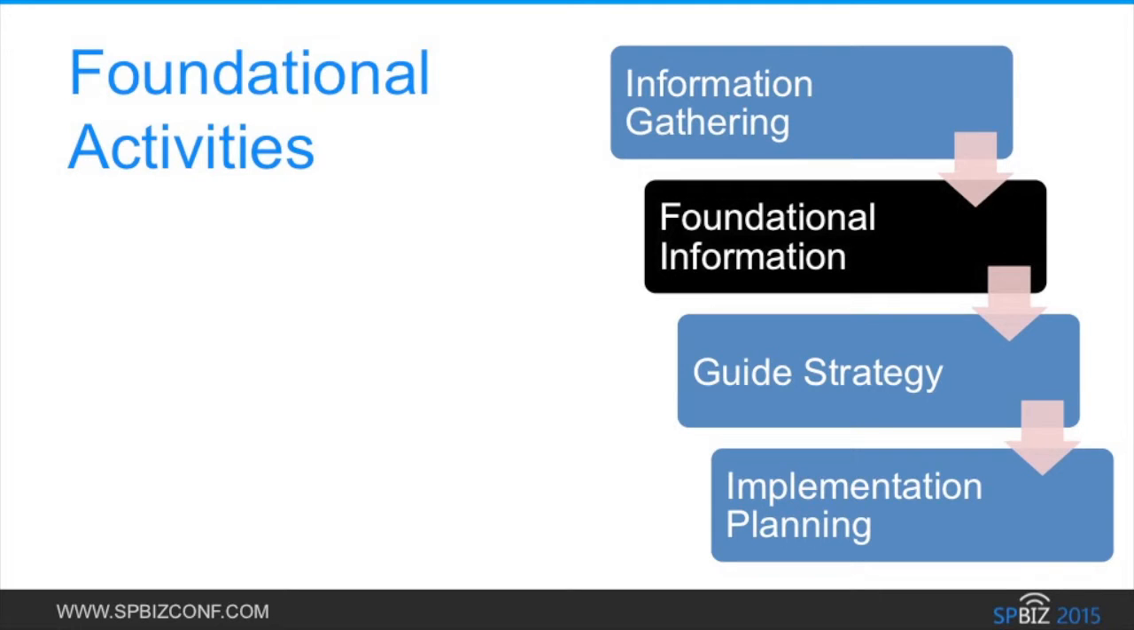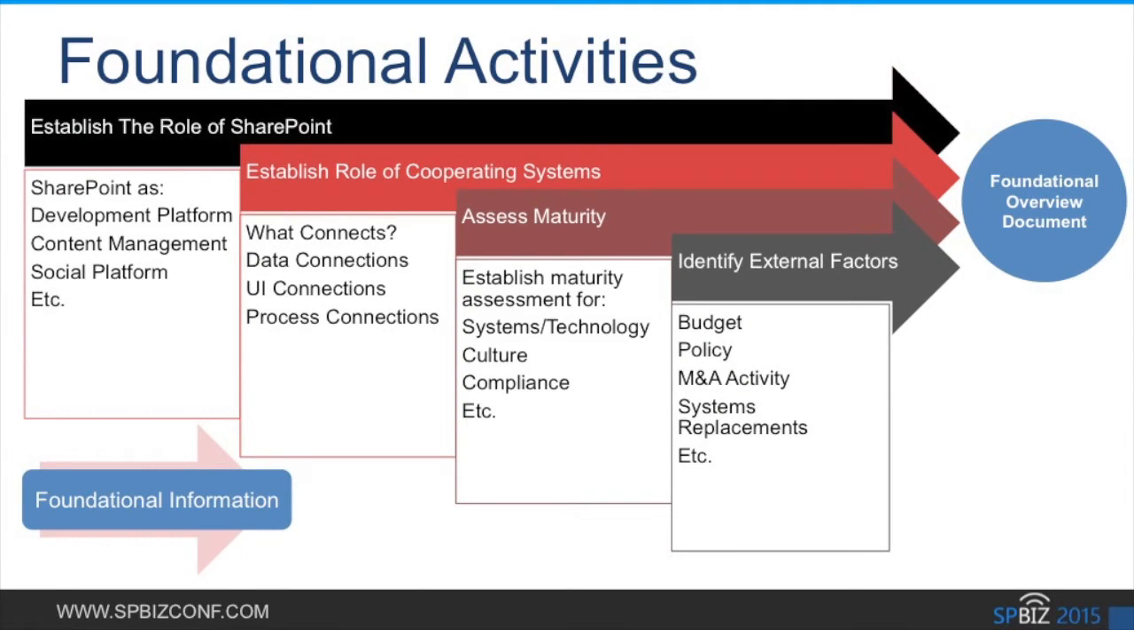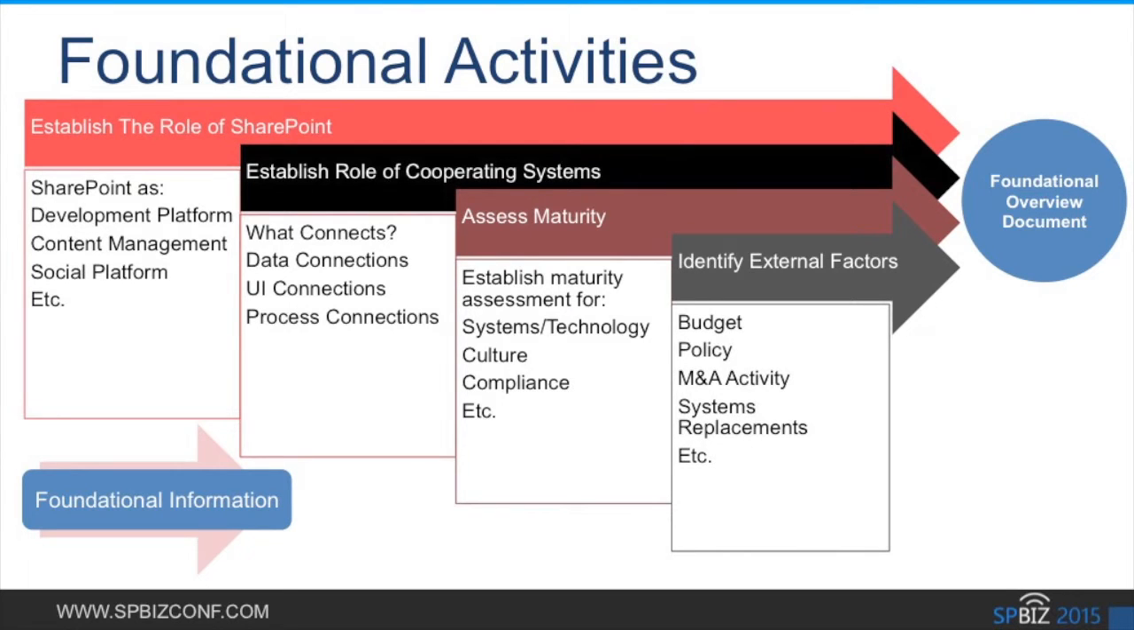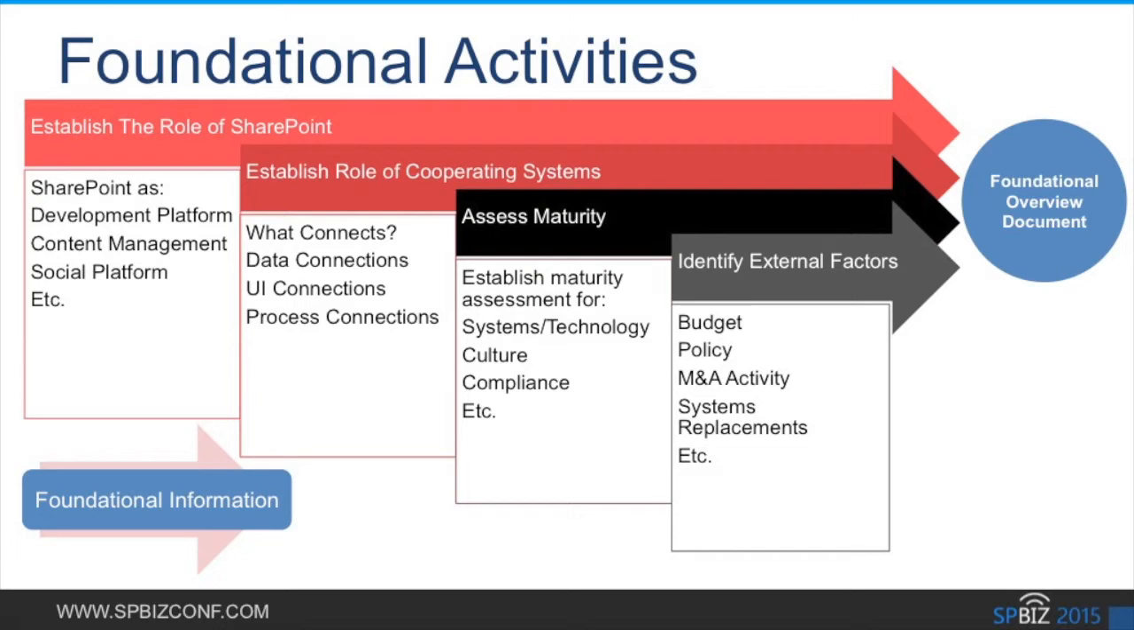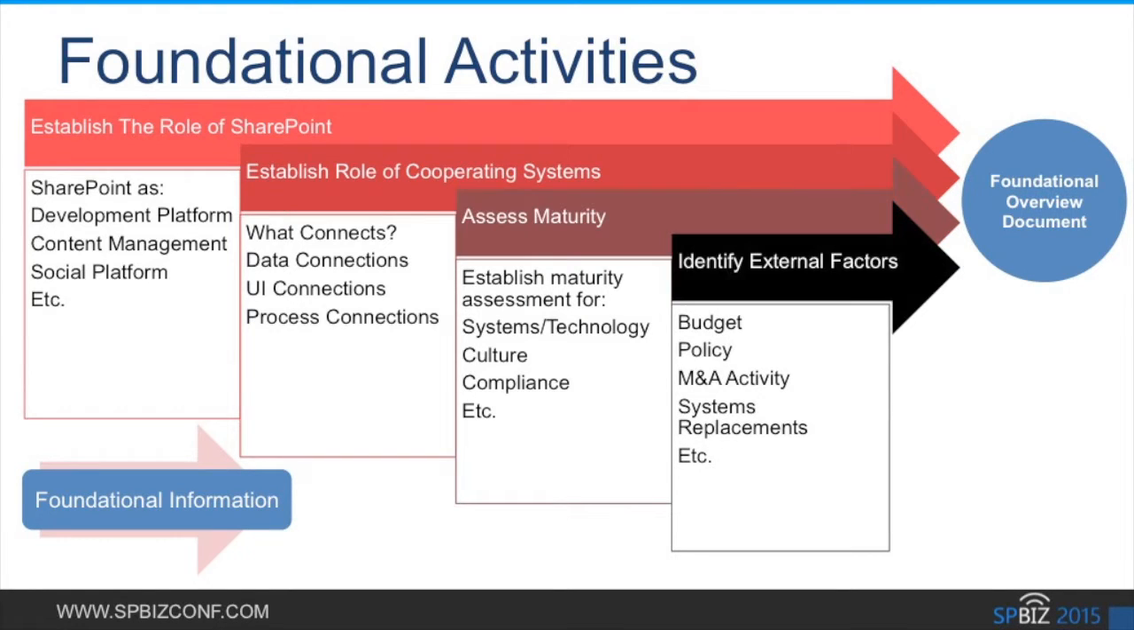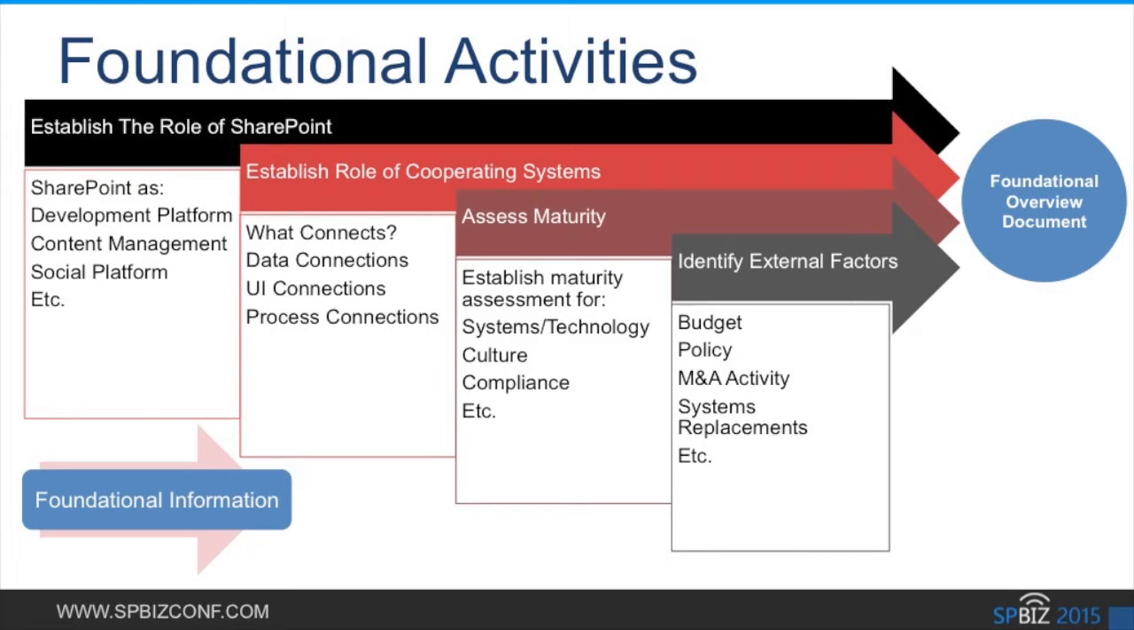All right, once we've gathered information, we can move on to establishing our foundational information. Our foundational information will establish the role of SharePoint in our organization. It'll establish the role of systems that are cooperating with SharePoint. It will assess the maturity of our organization in key areas and identify any external factors which may affect our SharePoint governance project. In establishing the role of SharePoint, it's imperative to determine how SharePoint will function in the company. We discussed how SharePoint can be many things to many people. Here's where we determine what SharePoint will be for our company. And there may be multiple answers to this question.